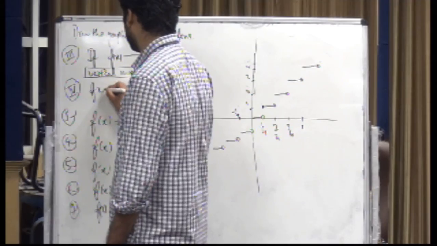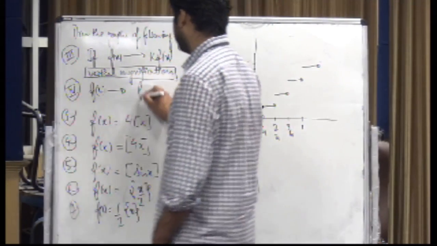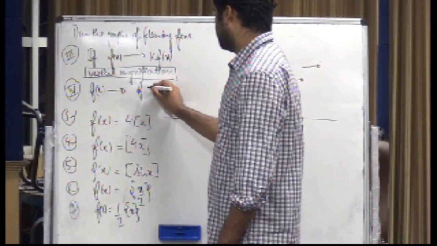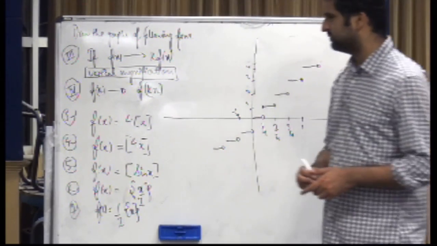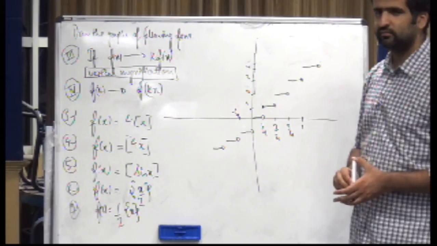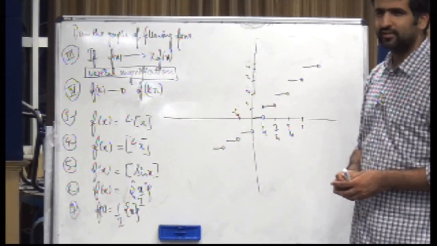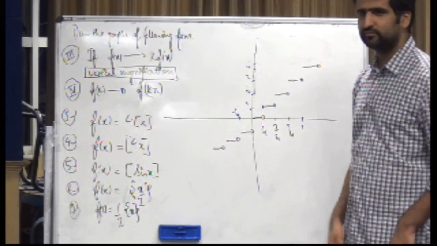So the fourth is f(x) converted to f of kx, let's suppose. So what is the opposite of magnification? Antonym?